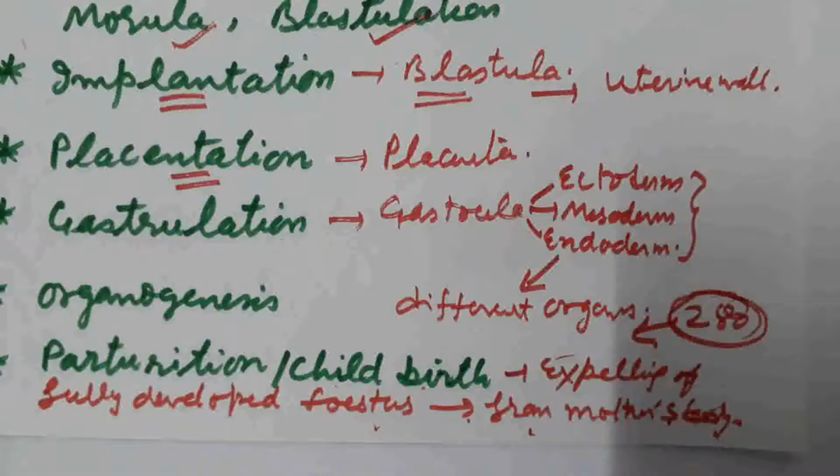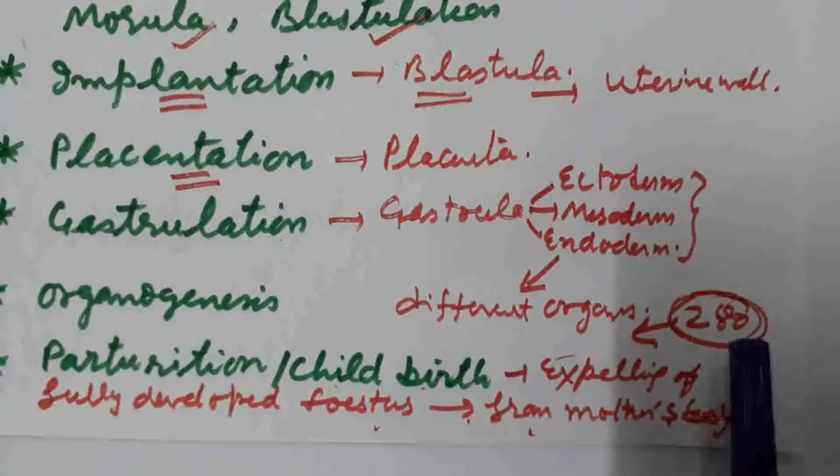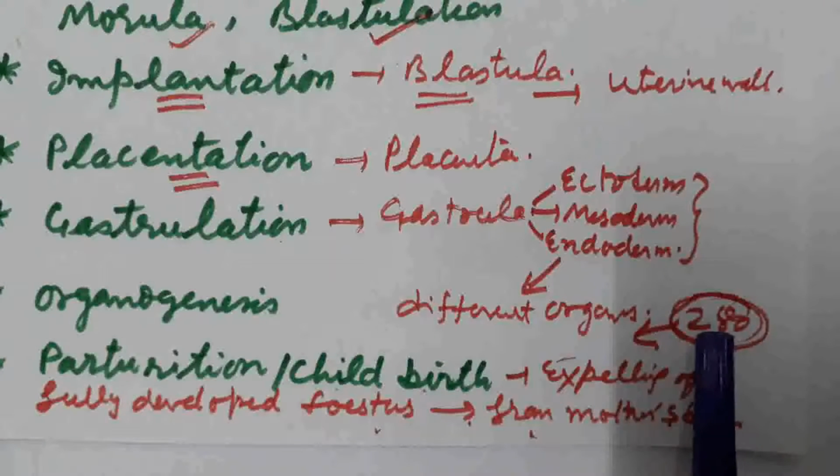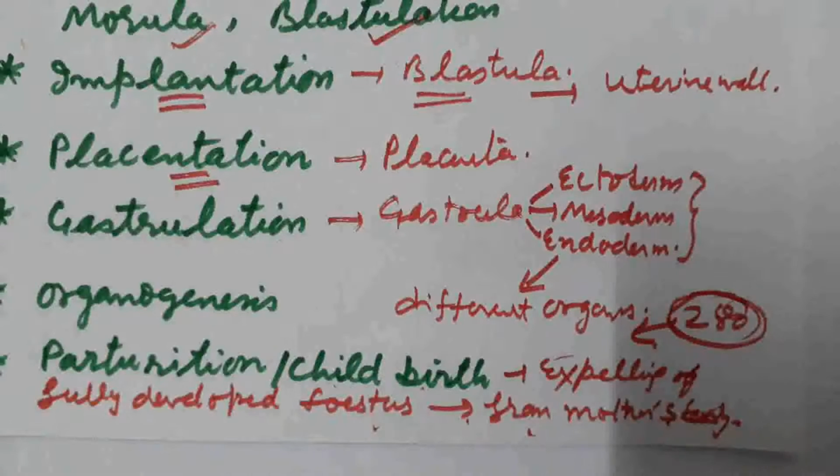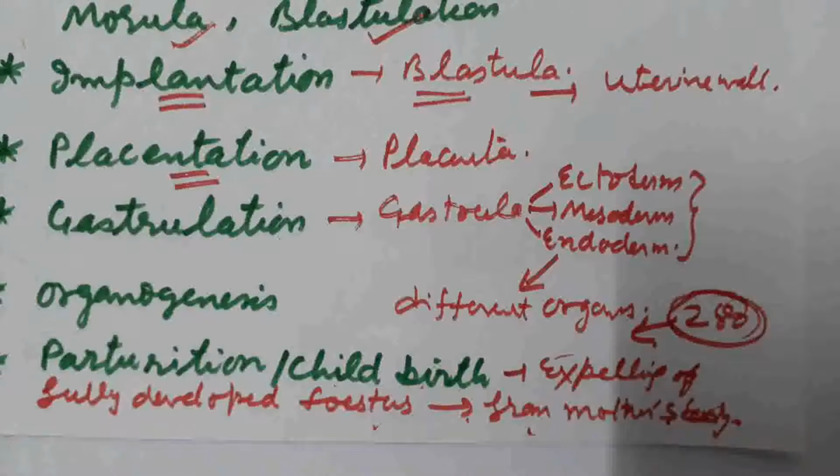And after the completion of the gestation period, which is 280 days in case of human beings, parturition or childbirth takes place. What is parturition or childbirth? That is expelling of the fully developed fetus from the body of the mother. This is known as parturition or childbirth.